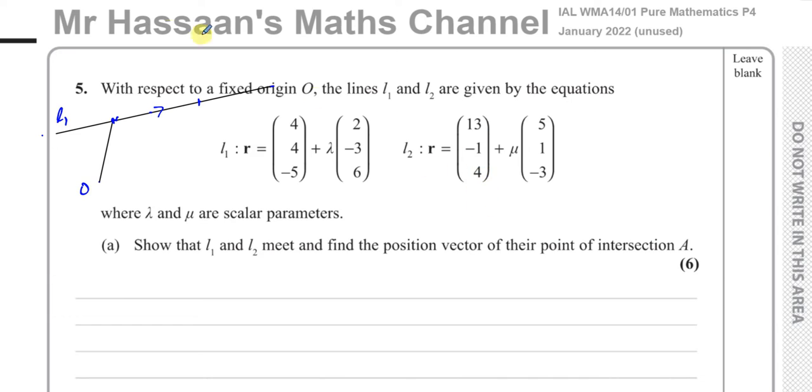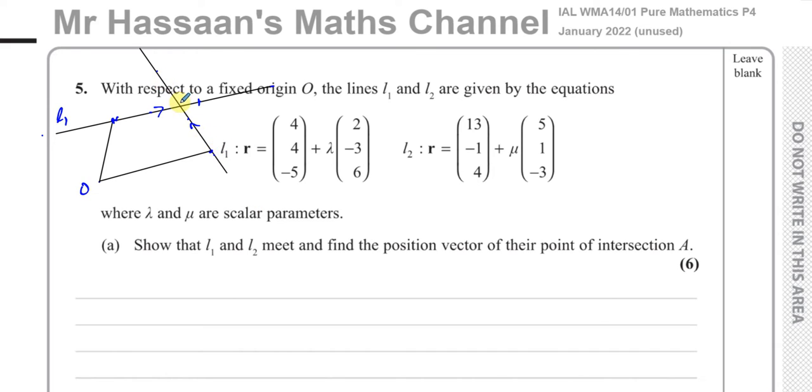Similarly for this, supposing I'm not drawing these to scale, of course, supposing this is line 2. Say this could be the point 13, minus 1, 4, which is a point on the line. And this could be the direction of the line, 5, 1, 3, for example. So there's a certain value of mu which takes you to different parts of the line. When mu is 1, you might be there. When mu is 2, you might be there. When mu is minus 1, you might be here, and so on.